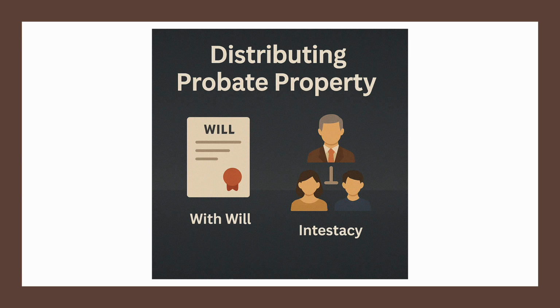So, to summarize, first, we determined whether the property is probate or non-probate property. If it is probate property, the probate court determines whether there is a valid will that covers the property. If there is a valid will that covers the property, the probate court will then look to the will to determine how to distribute that property. If there's no valid will or the will does not cover the property, the probate court looks to the state's intestacy rules to determine who receives the property.